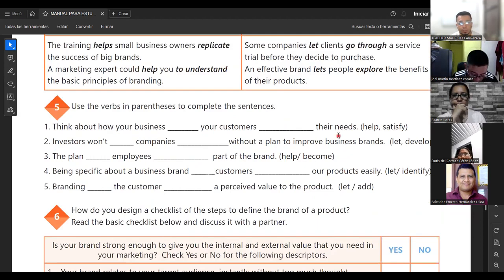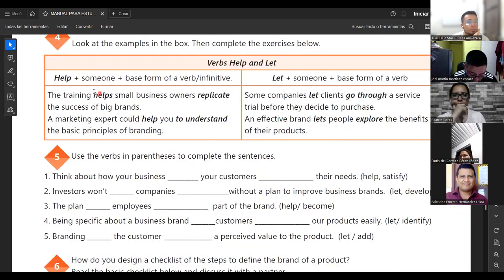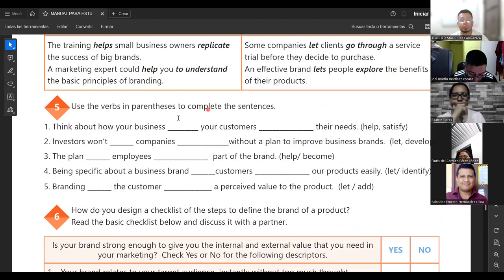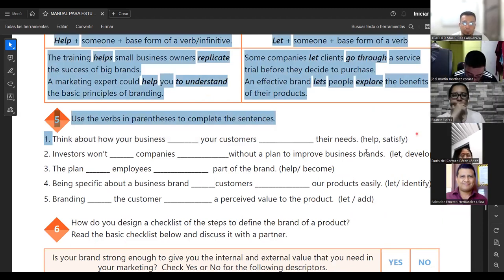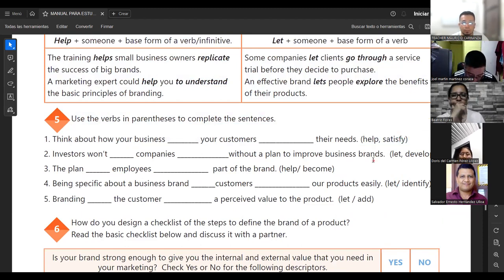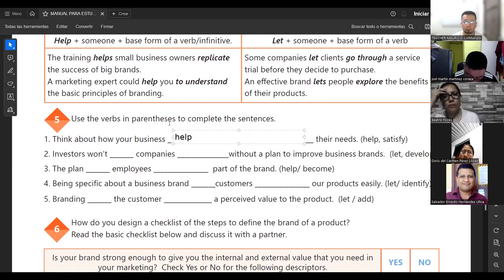So what we're gonna do in this part, you already know how to complete it. You're gonna use the verb help and let to complete the sentences. So let's do it here in the main session. Number one, Doris, can you read number one and complete it, please? The verbs you have to use are in parentheses. Think about how your business can help your customer satisfy their needs.